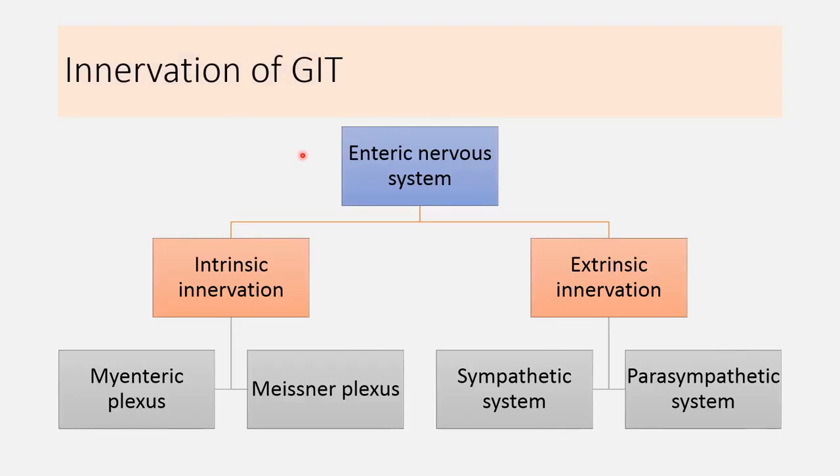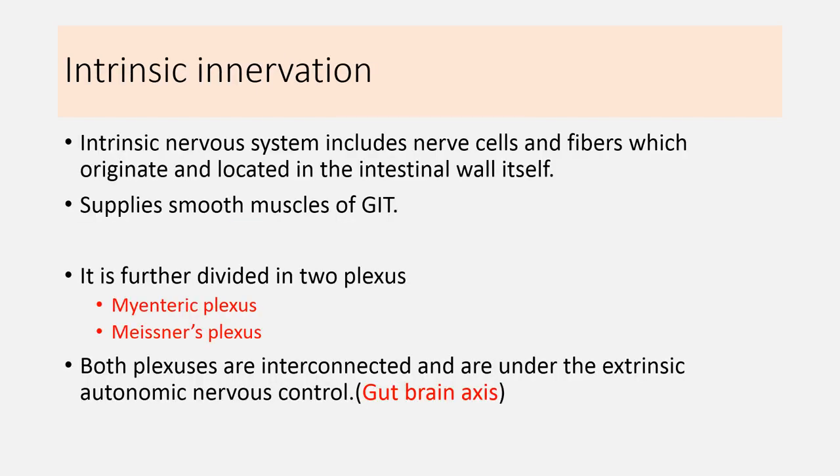The enteric nervous system consists of intrinsic innervation and extrinsic innervation. Intrinsic innervation is from the myenteric plexus and Meissner's plexus, and extrinsic innervation is by the sympathetic and parasympathetic systems. The intrinsic nervous system includes nerve cells and fibers which originate and are located in the intestinal wall itself. It supplies smooth muscles of the gastrointestinal system. It is further divided into two plexuses, the myenteric plexus and Meissner's plexus. Both plexuses are interconnected and are under extrinsic autonomic nervous control, also known as the gut-brain axis.